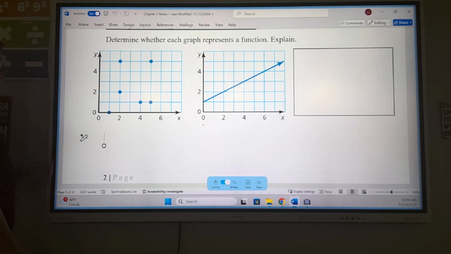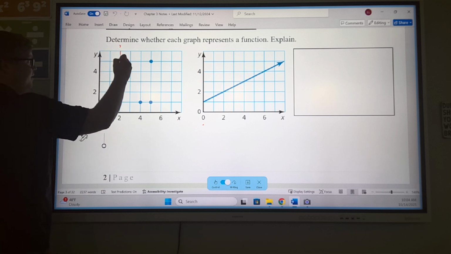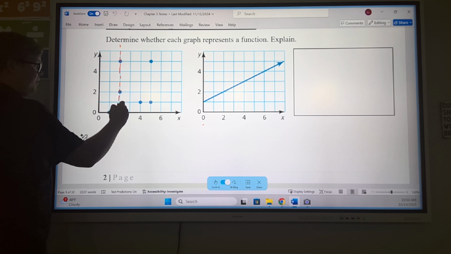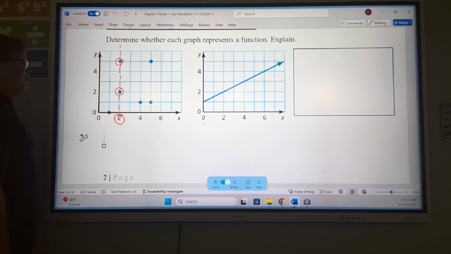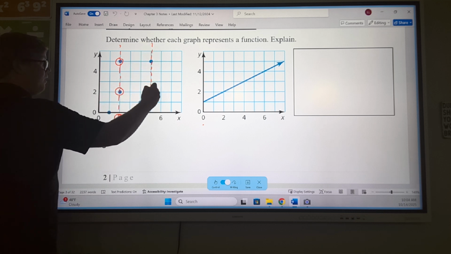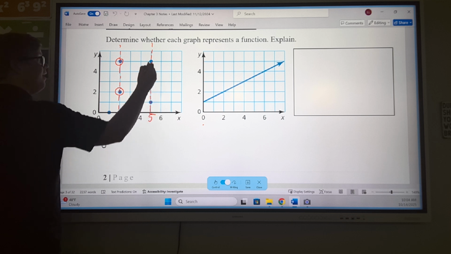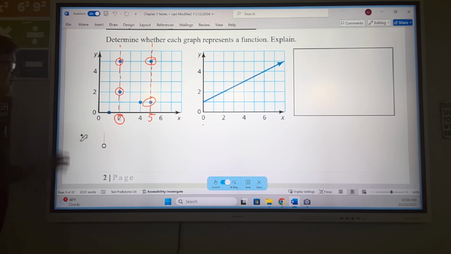So let's look. I see a repeating edge in 2 locations. First, if I draw my vertical line here across 2, I see that there's 2 of them being used. Again, if I draw a vertical line here, going all the way through 5 on the x-axis, I also see 2 of them being used. So in this situation, it is not a function because it does not pass the vertical line test.